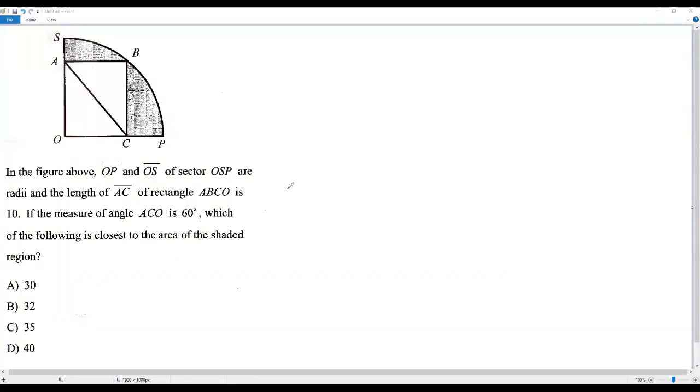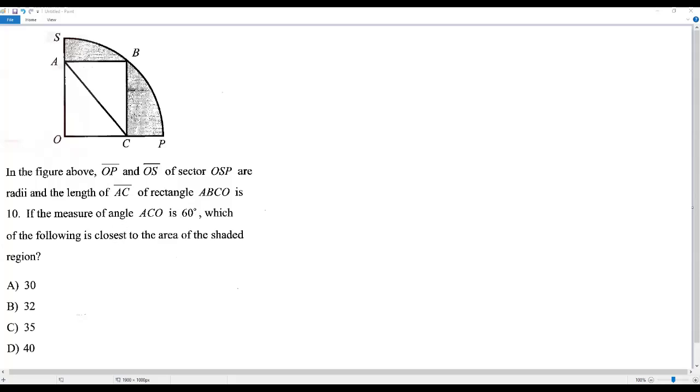Here we have a SAT math problem. Okay, let's go to the question. In the figure above, line segments OP and OS of sector OSP are radii, and the length of AC of rectangle ABCO is 10. If the measure of angle ACO is 60 degrees, which of the following is closest to the area of the shaded region?